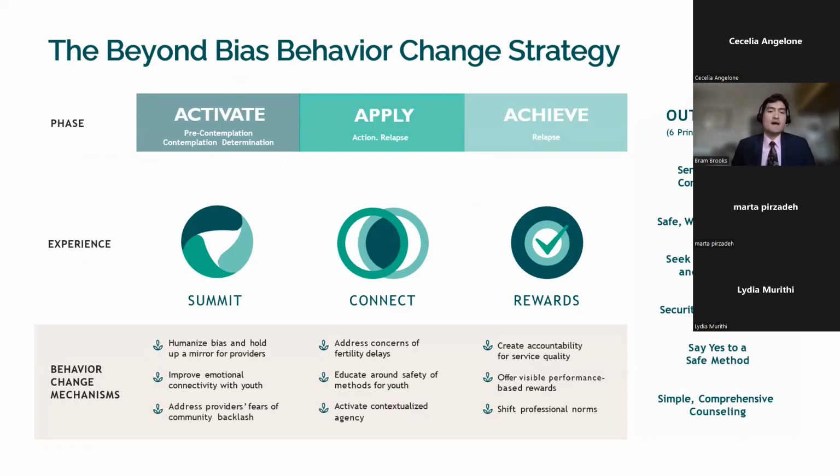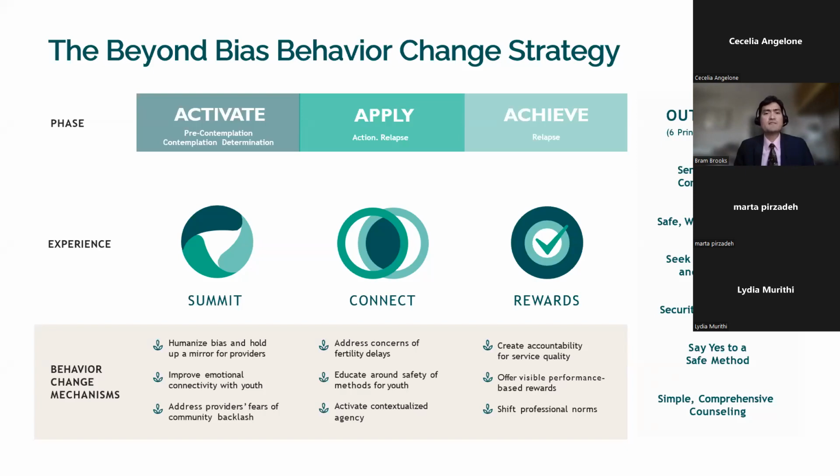All right, the Beyond Bias approach is based on a behavior change strategy. And at the end of the day, it's an intervention designed to change providers' behavior on how they treat adolescents coming in for FP services. There are 3 pillars of the Beyond Bias intervention, highlighted by the 3 icons there in the middle row, which correspond to the different stages of the behavior change model, or as my SBC friends call it, the transtheoretical model. I'll talk about what the 3 pillars look like applied in the real world in the next few slides, but for now, let's stick with the theoretical framework.